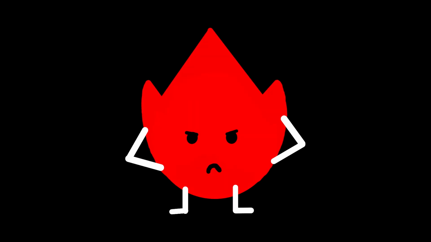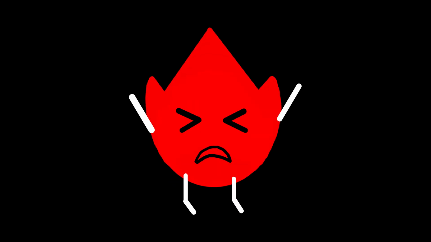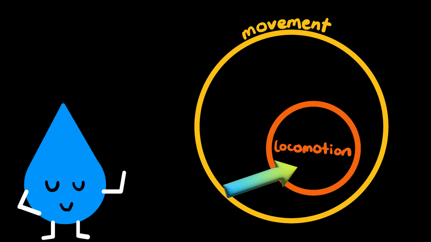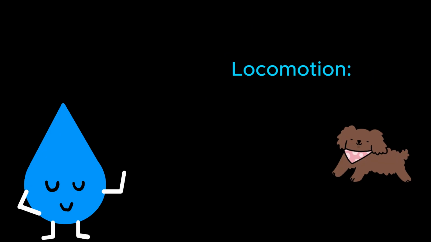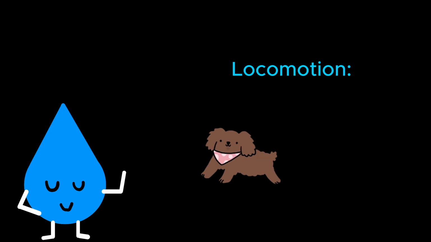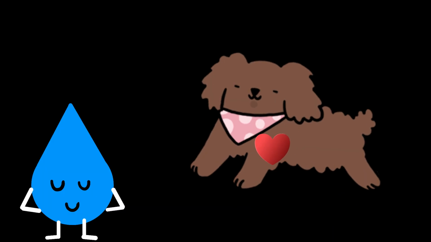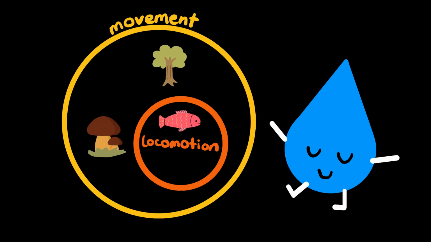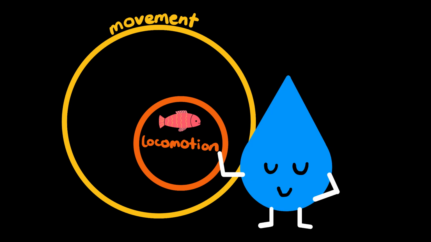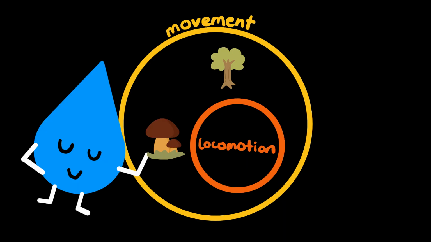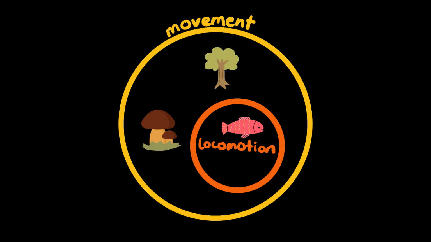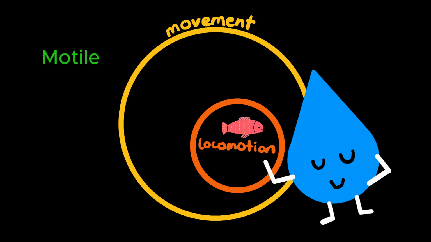You still haven't told us what the difference is. Locomotion is a type of movement where the organism moves from one place to another. The other movements are within the body, such as your heart pumping blood. All organisms move, but not all can move from place to place. Oh. If you cannot move from place to place, you are sessile. If you can, you are motile.